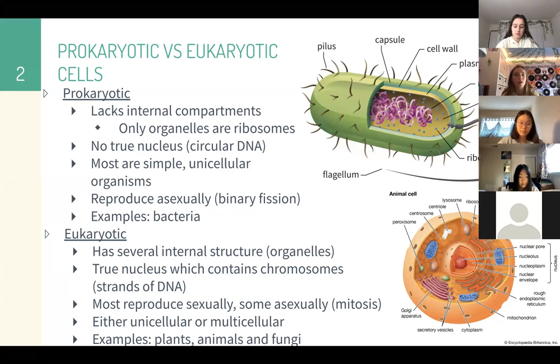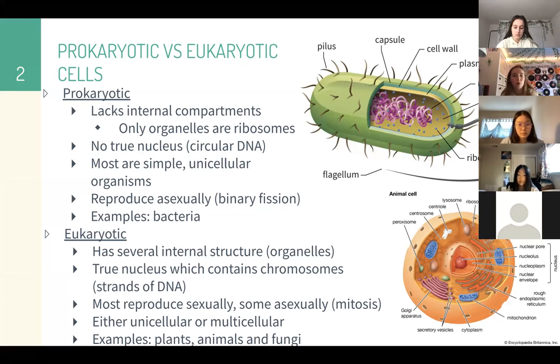So prokaryotics were the first form of life on Earth that we know of and are the ancestors of all living organisms. They've been around for billions of years. The most distinguishing factor of prokaryotic cells is that they lack a nucleus. In fact, they lack internal compartments, with their only organelles being ribosomes.